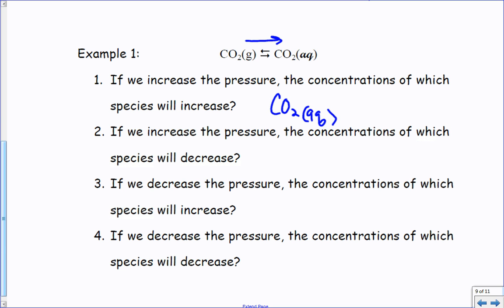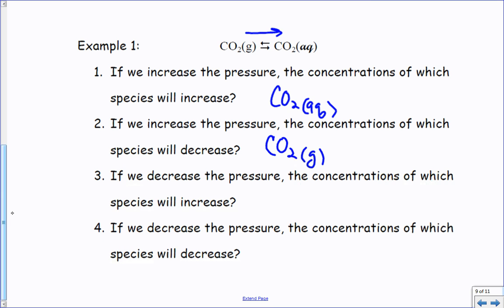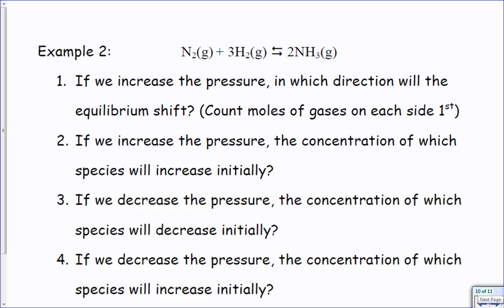If we increase the pressure, the concentrations of which species will decrease? The CO2 gas will decrease because it's going to be closer together and form aqueous solution. If I decrease the pressure, the concentration of which species will increase? Well, if I give it more space, it's going to go into more gas. And then this one's going to be solid. Solid will decrease if I give it more space. Okay? Solids, liquids, gases.